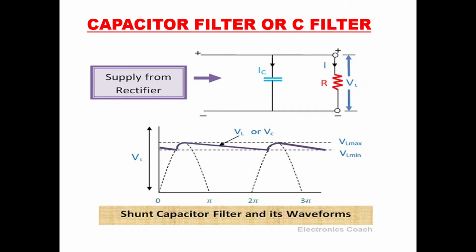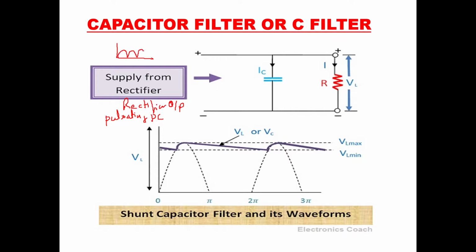Okay. Then we will see the first type of filter, which is called the capacitor filter. Here, the input is given from a rectifier. That means the rectifier output is taken as input over here. A rectifier output is a pulsating DC. For a full wave rectifier, the output looks something like this.